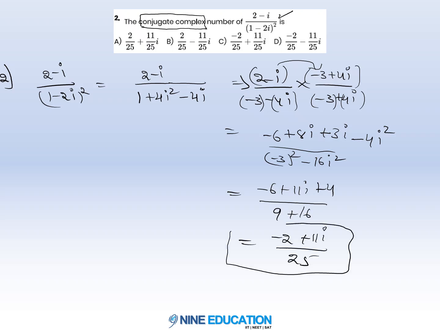This is the final complex number. But we need to find the conjugate of this. So its conjugate will be our final answer. What is the conjugate of this? Which is minus 2 minus 11i divided by 25. Minus 2 minus 11i, so option B it is.